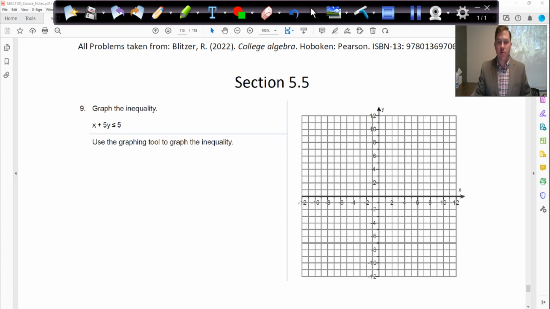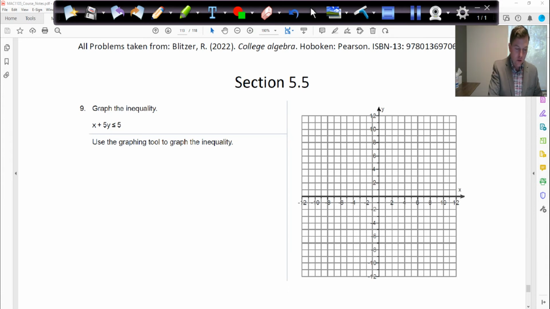Okay, in section 5.5 we will look at graphing inequalities and finding the regions for which they are satisfied or not. And all of these are going to go just based on basic graphing techniques. So straight lines, we have a y-intercept, we have a slope, and then we're just going to add a few things to that today. Okay, so we have an equation.